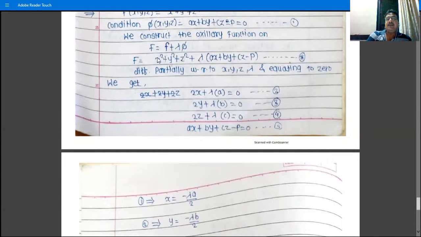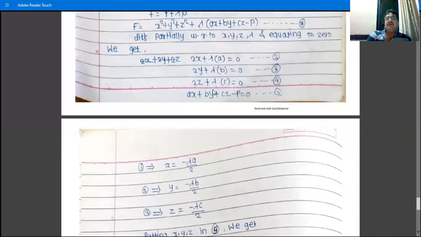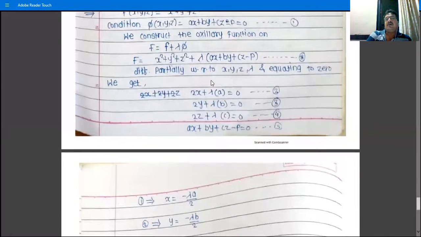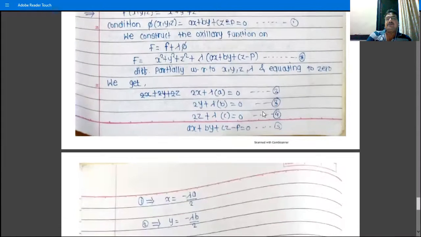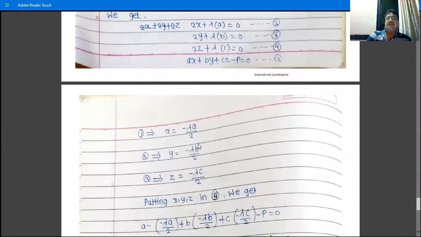And then the derivative with respect to lambda: the derivative of x square, y square, z square is 0, leaving ax + by + cz - p = 0. This is equation number 5, and in each problem it is the given condition, since the derivative with respect to lambda equal to 0 gives the given condition. This is the common procedure for every example of extreme values of three variable functions. After this, there are two ways to find the values of x, y, z.